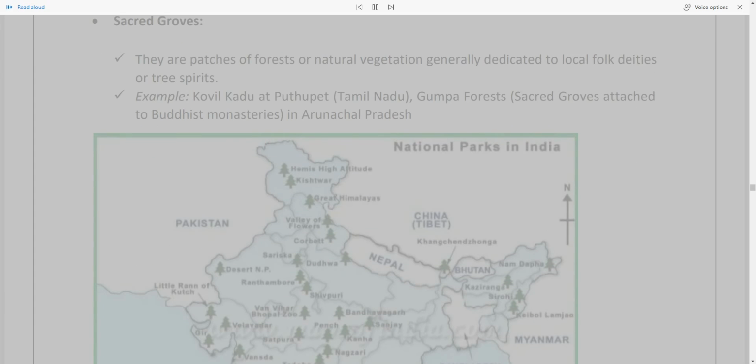Sacred groves. They are patches of forests or natural vegetation generally dedicated to local folk deities or tree spirits. Example: Kavalkadu at Puthupet, Tamil Nadu; Gumpa forests, sacred groves attached to Buddhist monasteries, in Arunachal Pradesh.